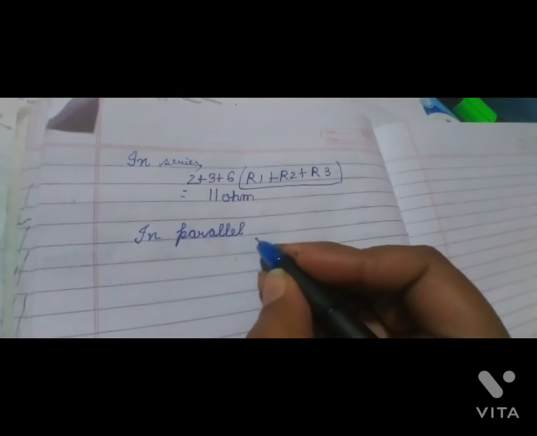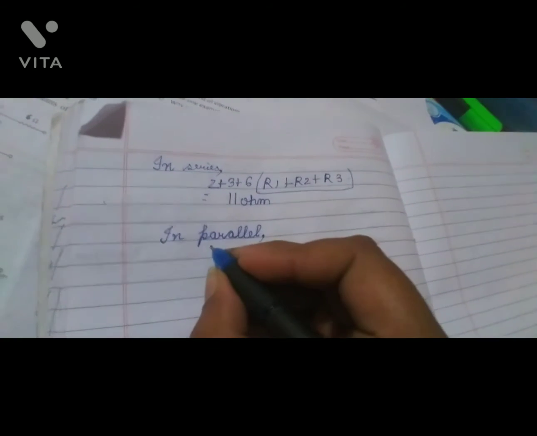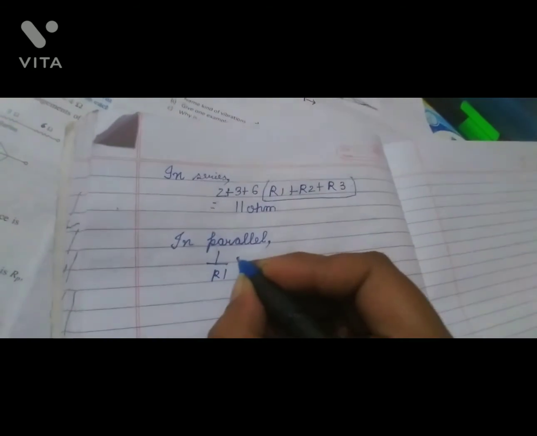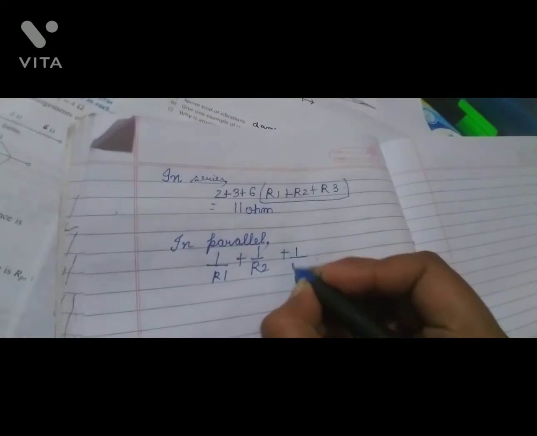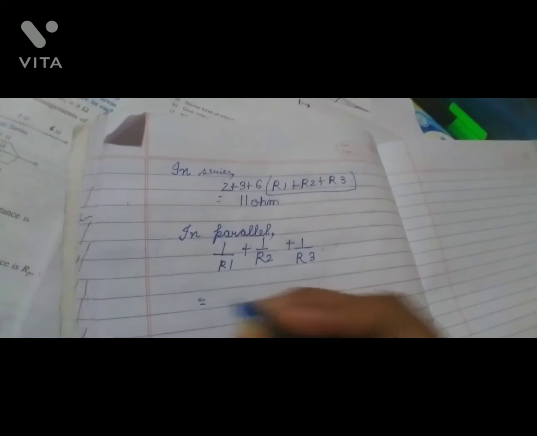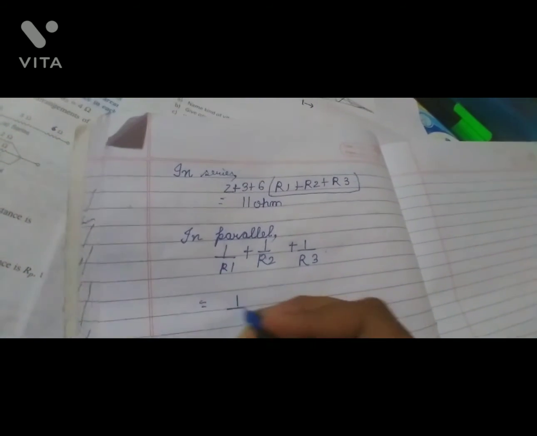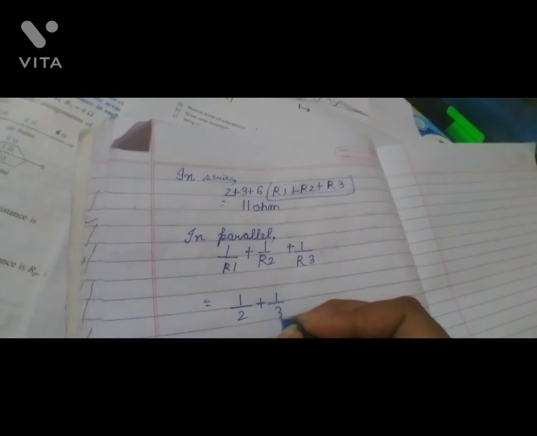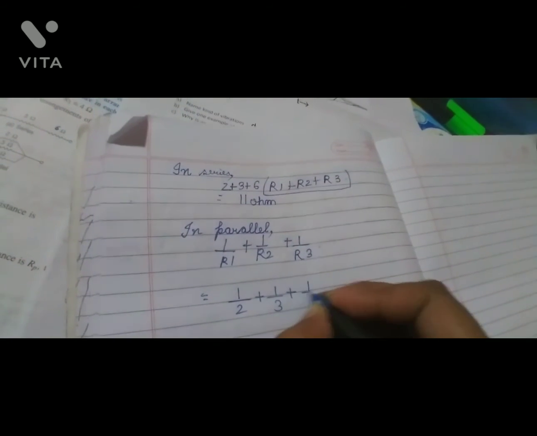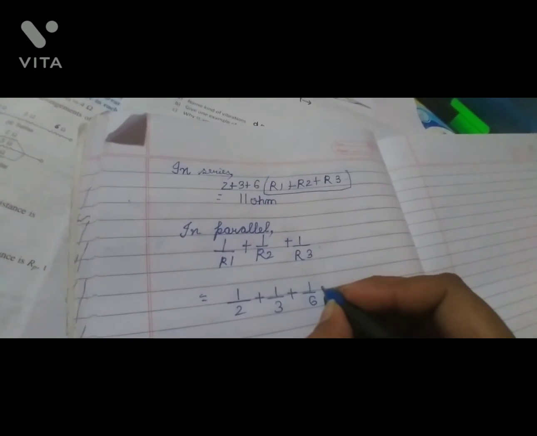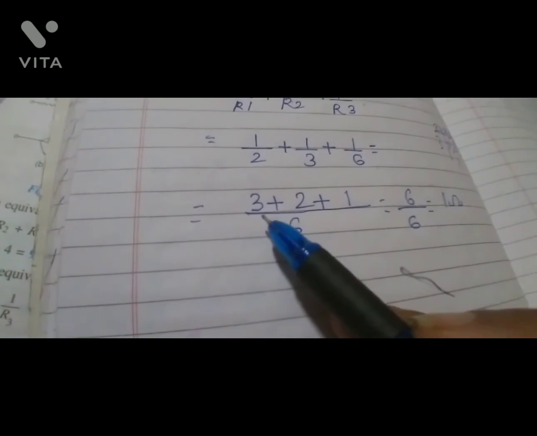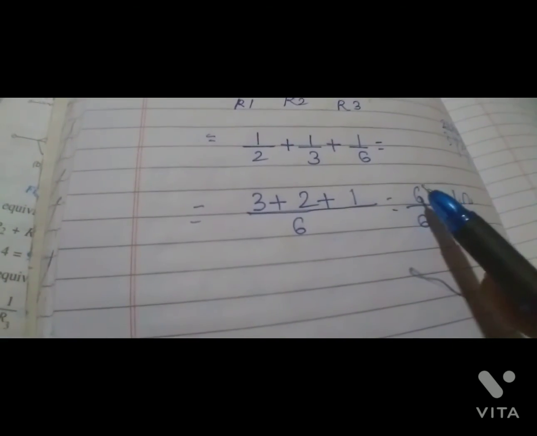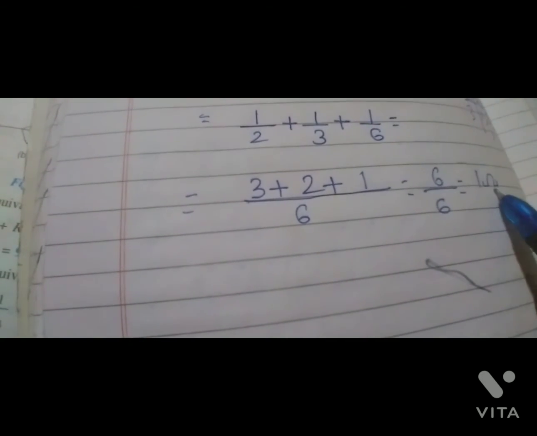Now for parallel, it will be equal to 1 upon R1 plus 1 upon R2 plus 1 upon R3, which will be 1 upon 2 plus 1 upon 3 plus 1 upon 6. So just calculate it. So the answer will be, LCM will be 6 and then add everything up, which will be 6 upon 6, which is 1 ohm.